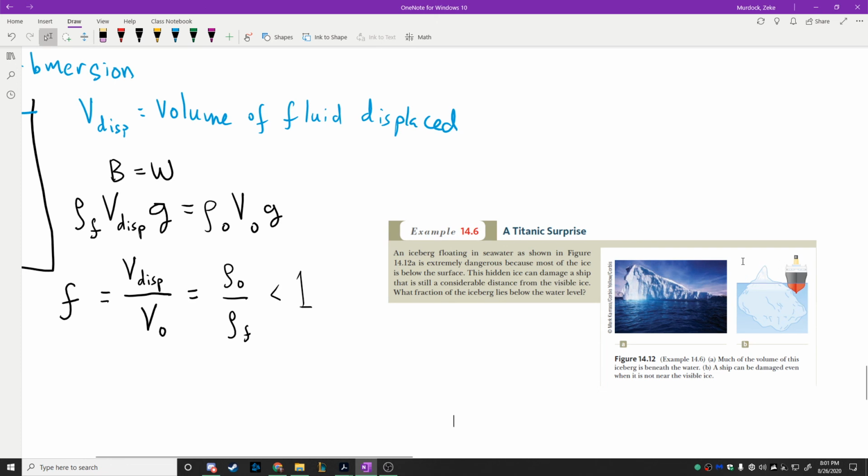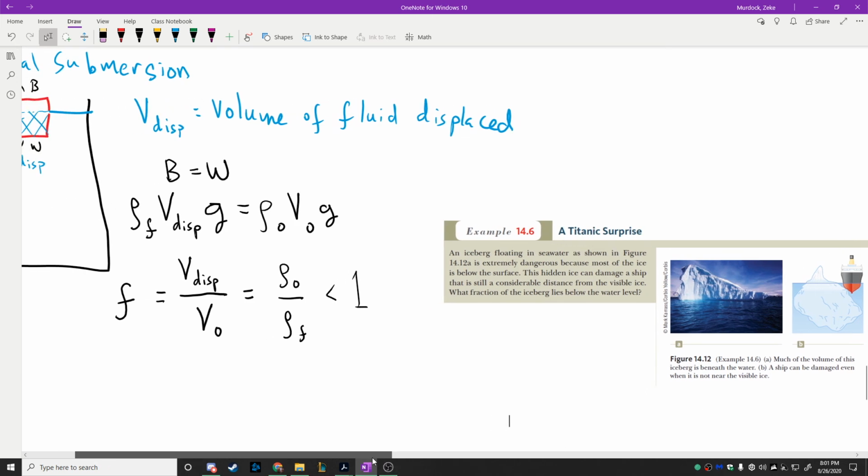But this kind of rendering gives you an idea of just how little of the iceberg is actually above the water. The reason for this is, well, what's the iceberg made out of? It's made out of ice, right? And what's the water made out of? Basically the same substance, but it's seawater. If you look up the density of ice, and you look up the density of seawater, and you plug in the corresponding numbers here, you'll find that something like 90% of the iceberg is beneath the water, which is kind of interesting.